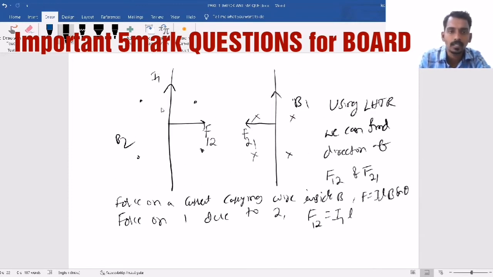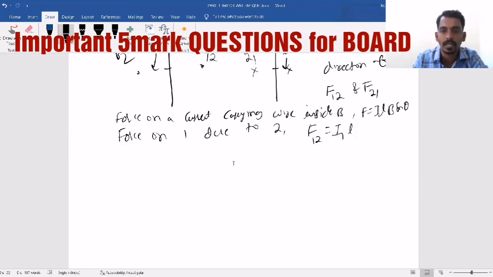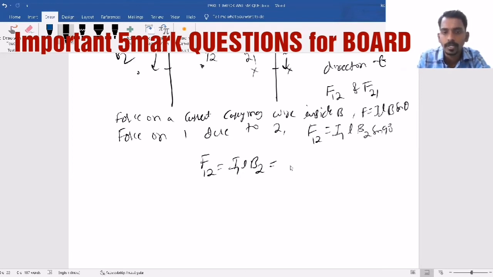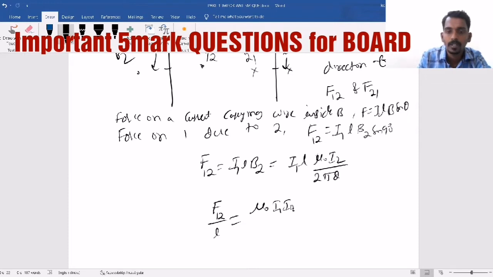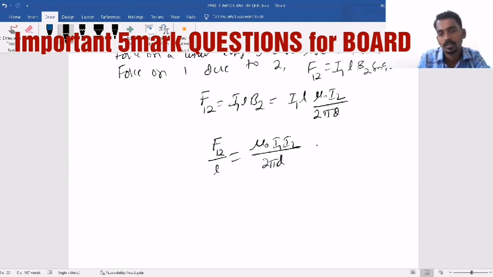Let's consider one small length L. Here one length L you consider. So now we are finding the force on that small finite length only. ILB, that is B2 sin 90. So the force on 1 due to 2 is I1 L B2. If you substitute B2, I1 L B2 is mu naught I2 by 2 pi D. So F12 by L will become mu naught I1 I2 by 2 pi D. Now this force is rightwards.